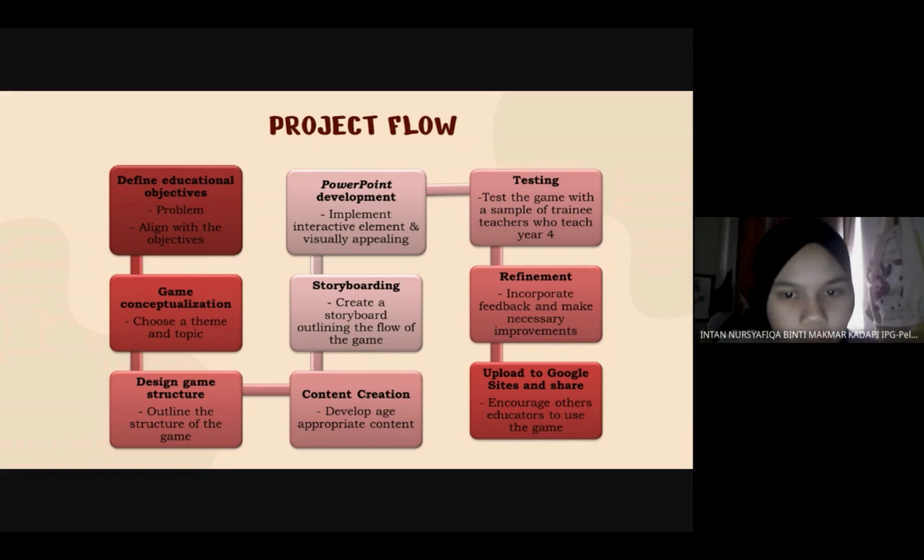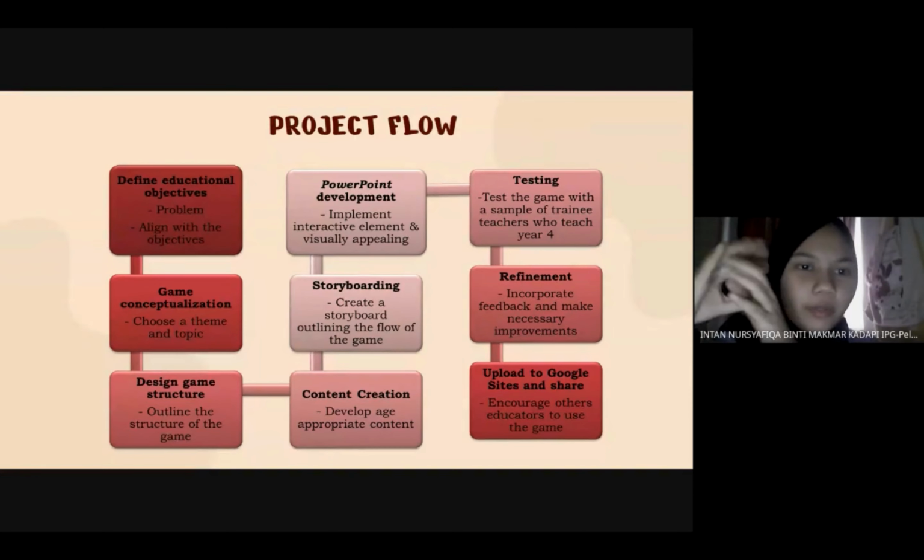And next is content creation. Our questions are designed to be age appropriate and directly correlate with the Year 4 pupils. We also incorporate visuals such as animation and pictures to enhance engagement. And next is storyboarding. We create a storyboard outlining the flow of the game, which includes the layout of each slide and the interactions of each slide.